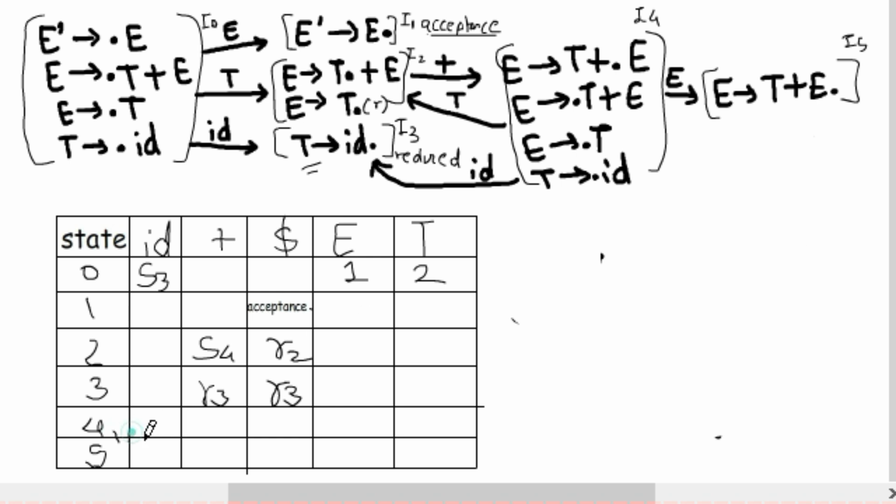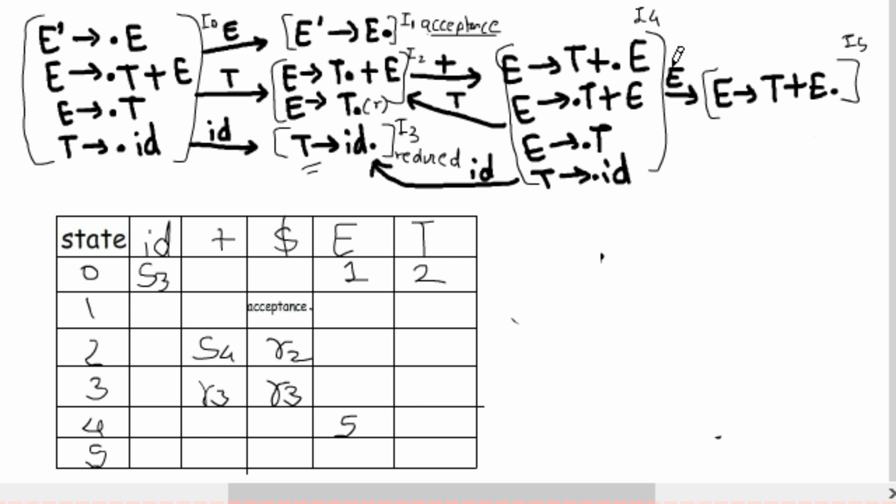Okay, now the fourth state. This is the fourth item. In this item, you can see that I4 goes to I5 at E. So this is the fourth state that goes to I5 at E. It reads E, then it goes to the fifth state. And since E is a non-terminal symbol, we don't need to write S5, we just need to write 5. Now, we don't have to write anything under T.